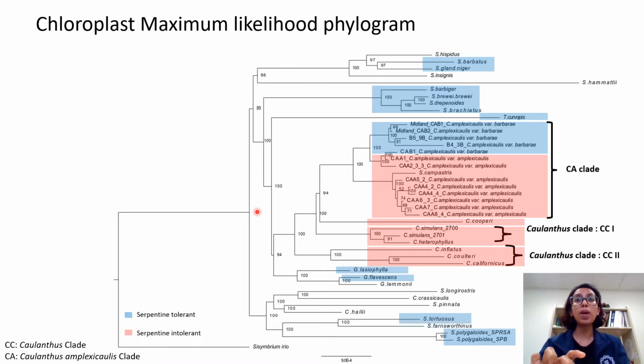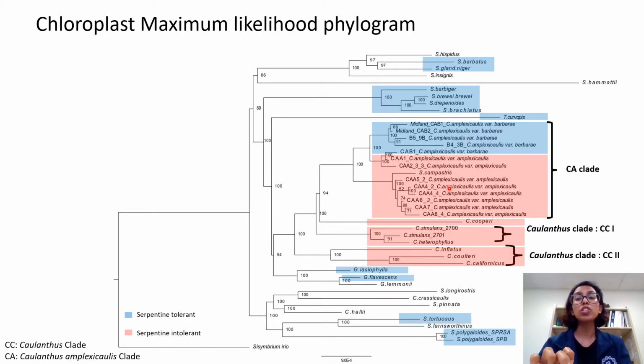This is the chloroplast phylogeny that I built using a maximum likelihood approach. Here I was able to resolve most of the clades with higher support. The blue color represents serpentine tolerance and the red color represents serpentine intolerance. Here this is the CAB clade and this is the CAA clade.